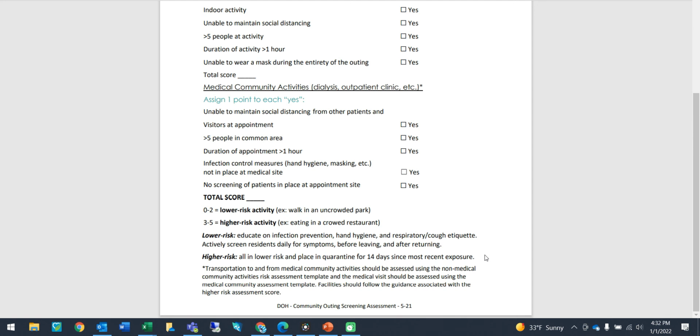I would also like to remind you to review this with the resident when they're about to leave for their community outing. If the resident knows what activities can possibly result in a higher risk and therefore a quarantine for 14 days when they come back to the community, they might make different choices when they're outside visiting with others.